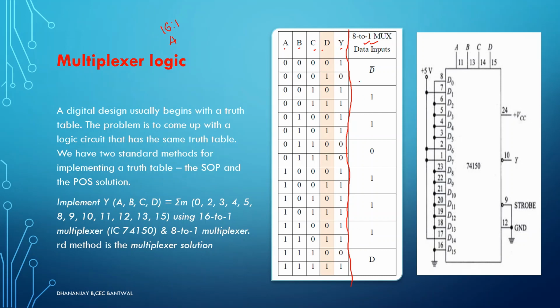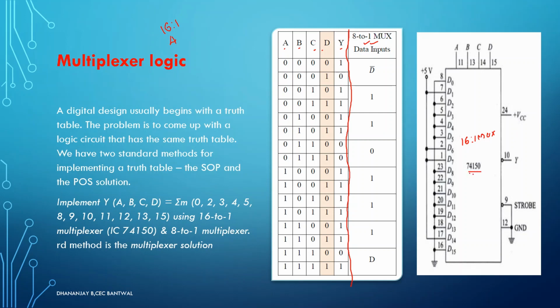Corresponding to this particular truth table, you have the circuit diagram. This circuit diagram corresponds to a 16 is to 1 multiplexer. You can check it very carefully. D0 to D15, so in total it makes up 16 data inputs. 4 selector inputs A, B, C, D. VCC and ground, which are a must. And 1 output.